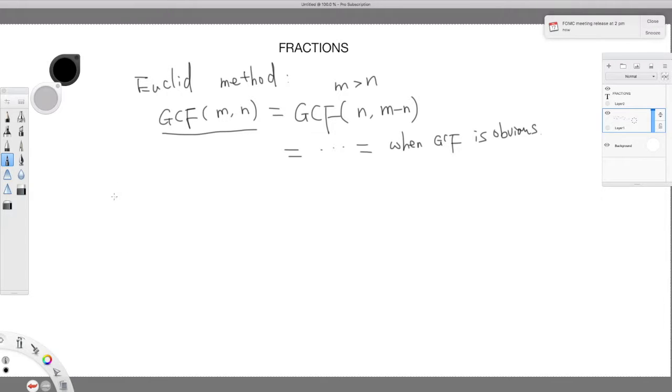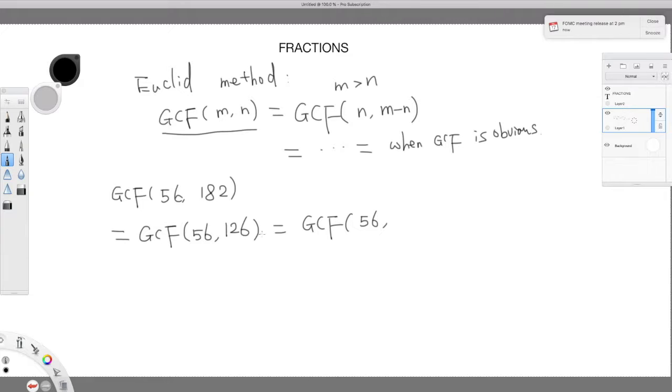Let's use some examples to get familiar with this idea. So let's say we want to calculate the GCF of 56 and 182. This is going to be the GCF of, always keep the smaller number, which is 56, and the difference between the two, which is 126. Okay, continue to do the same step. Take the smaller number, which is 56, and take the difference, that will be 70. And then this equals the GCF of 56 and the difference, which is 14. And in this case, for the GCF of 56 and 14, you realize 14 is a divisor of 56, so this equals 14, and you're done.